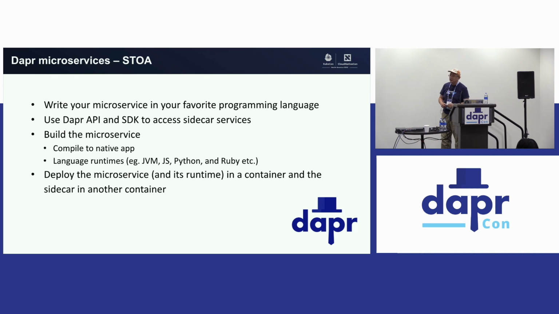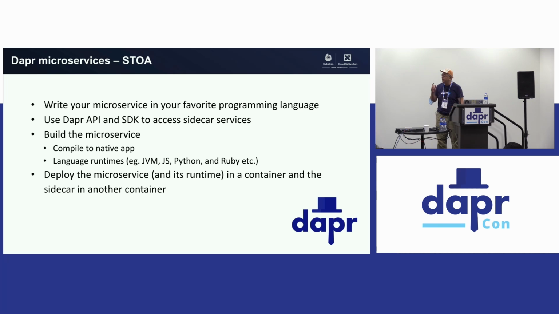So let's start with the state of the art. As a beginner, how do you do a web service or microservice in a Dapr environment? You write your microservice in your favorite programming language. It could be Java, Rust, Go, whatever. And then there are numerous Dapr API SDKs. You can integrate those into your language applications and then access your sidecar services.